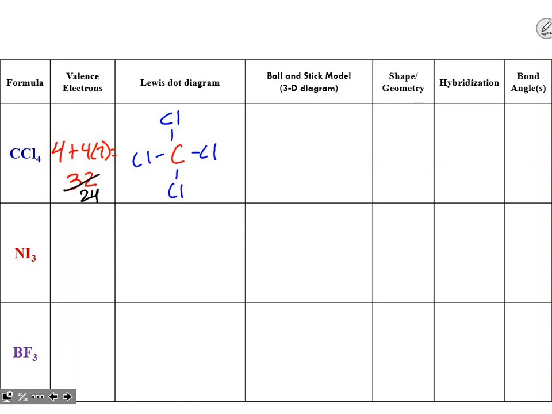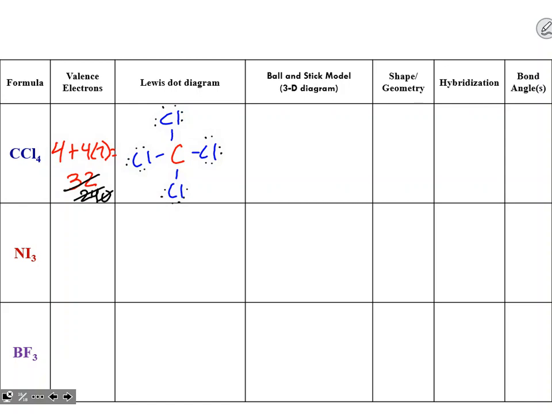Now, what's the next step in drawing this abstract? Lone pairs around the ligands. Let's satisfy the ligands. That's 6 per chlorine, so that's a total of 24. And now we have run out of electrons. All gone. All right, so is the carbon satisfied? Does it have 8? Yes. All the chlorines have 8? Yes. Good.